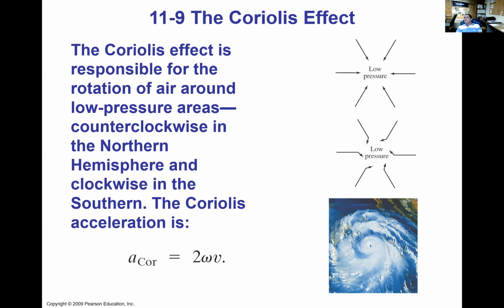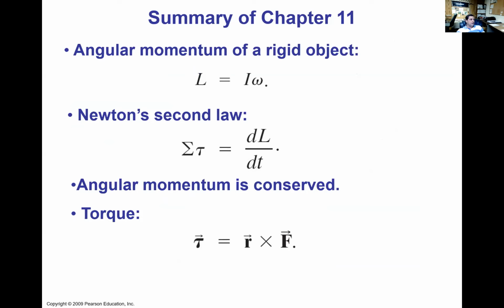You will hear urban legend and myth talking about, well, when you let the water out of a bathtub in Australia, it goes one way, and in the United States, it goes the other. That has nothing to do with the Coriolis effect. The Coriolis effect has to do with much larger weather systems, okay?